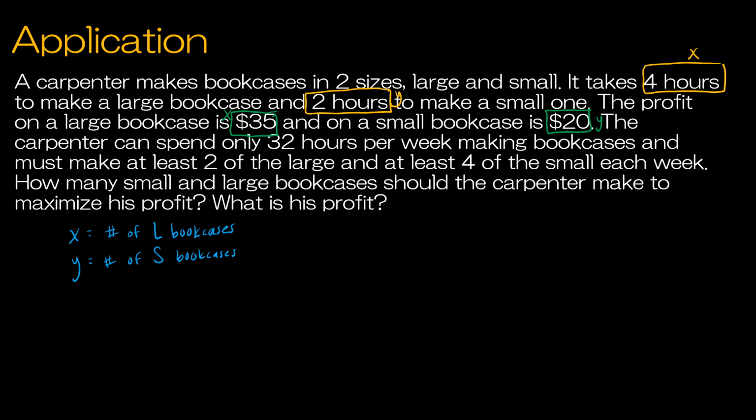The carpenter can spend only 32 hours, I'm going to switch back to yellow because that was hours, 32 hours per week making bookcases, and must make, and this is not related to anything else, must make at least 2 large and at least 4 small. So at least 2 large would be related to X and at least 4 small related to Y. How many of each should the carpenter make to maximize the profit, and what is the profit?